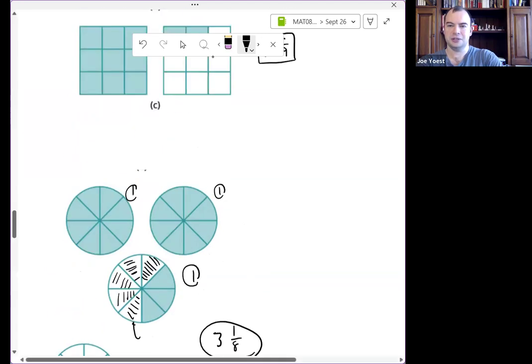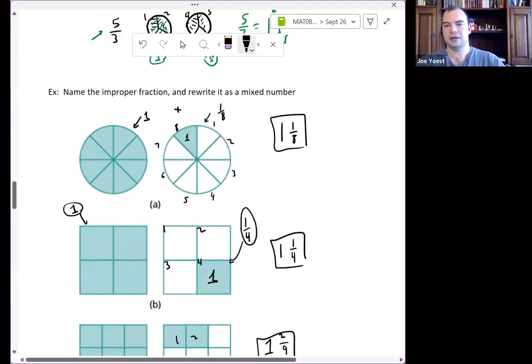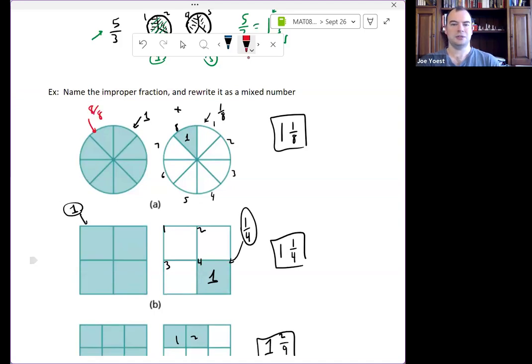Now, something to note is I could have written all of these as improper fractions as well. I could have chosen to say count this as 8/8, this as 1/8, and then I'd have had, well, what? 8/8 plus 1/8, that would give me 9/8. I would have 9 slices, each of size 1/8. This clearly represents the same amount of pizza, right?